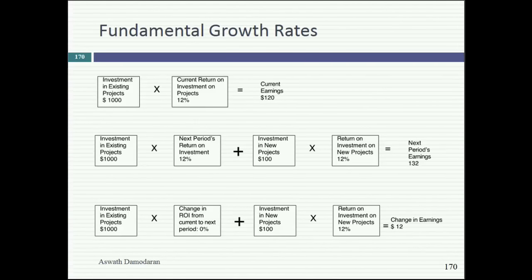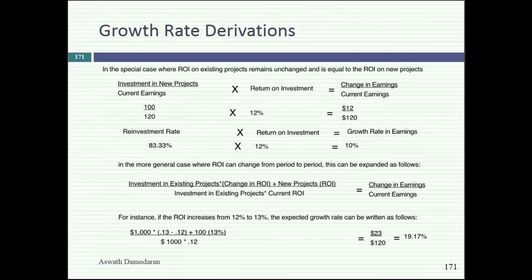Things get a little trickier if I can improve my return on capital on existing projects. And let's see how. If I were to write it mathematically, the $100 million that I invested in new projects is my reinvestment. $120 was my net income, if you remember the earnings before. So basically, I was reinvesting about 83% of my income back into the company. With a 12% return on capital, I was getting a growth rate of 10%. So with a company with a stable return on capital, it's how much you reinvest and how well you reinvest that drives the growth rate.